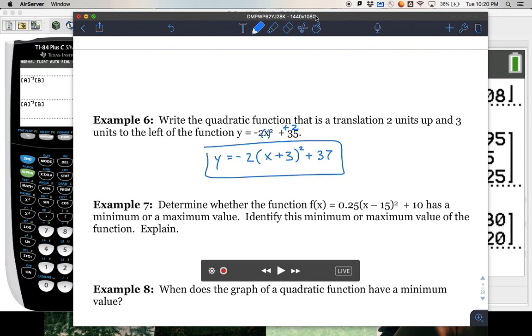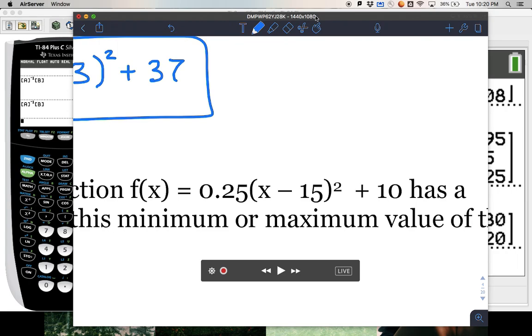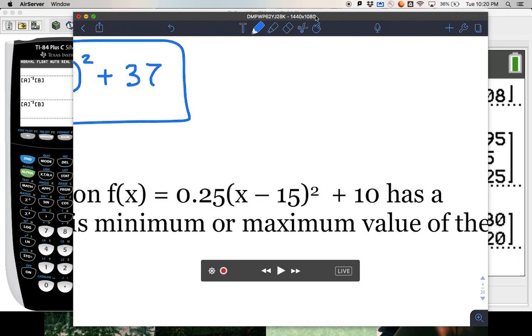Okay, determine whether this function has a minimum or maximum, and then identify the minimum or maximum value of the function, and then explain, I guess. Okay, so to tell if it has a minimum or maximum, look at your a value. So that's considered positive right there. So it's positive 0.25. So if it's positive, it's got to be opening up somehow, kind of like that right there. So that's going to be a minimum value.